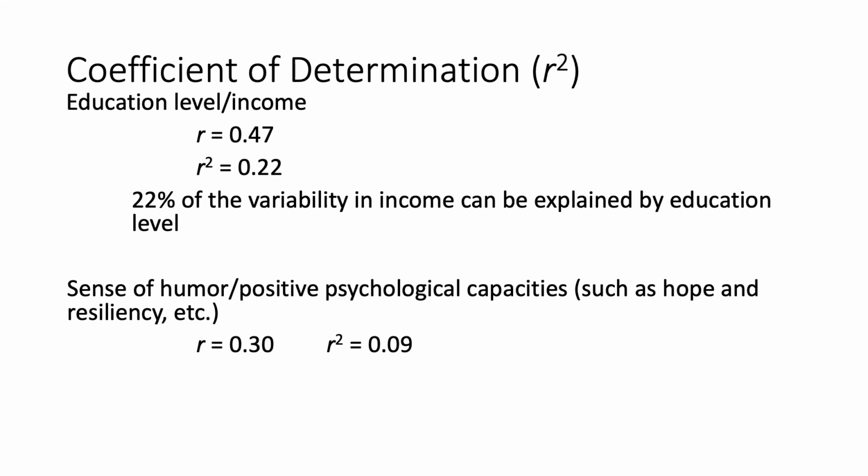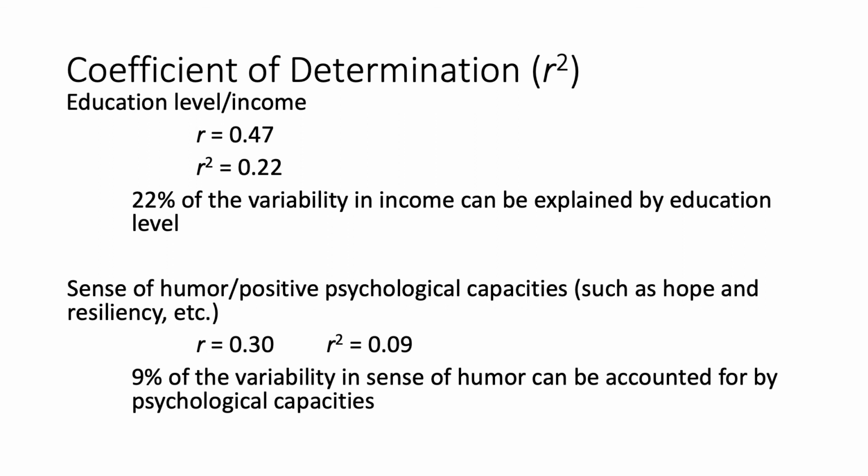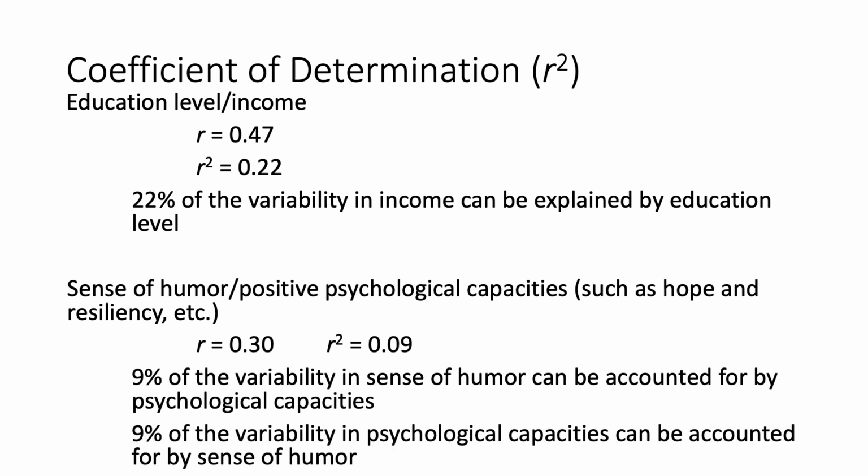It's intuitive, isn't it? When we use the coefficient of determination, we find that it's equal to 0.09. We squared the correlation. And that can be interpreted as 9% of the variability in sense of humor can be accounted for or explained by the positive psychological capacities. It's correlation though, so we can flip that around and it would make just as much sense. We could say that 9% of the variability in psychological capacities can be accounted for by the sense of humor.